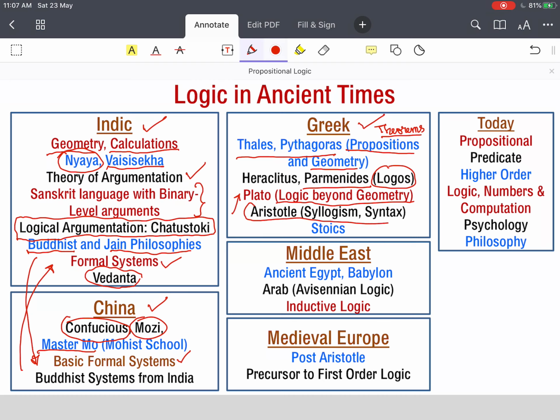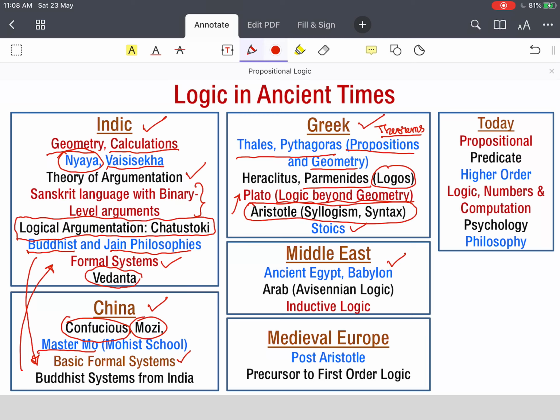Finally, logic beyond geometry was enunciated by the great Plato, and then came the most significant, profound influence of Aristotle, who systematized logic as a discipline of its own, providing it with syntax and semantics in his famous books, which has had a profound impact on Europe and the subsequent logic that we do today. There were other schools like the Stoics and others.